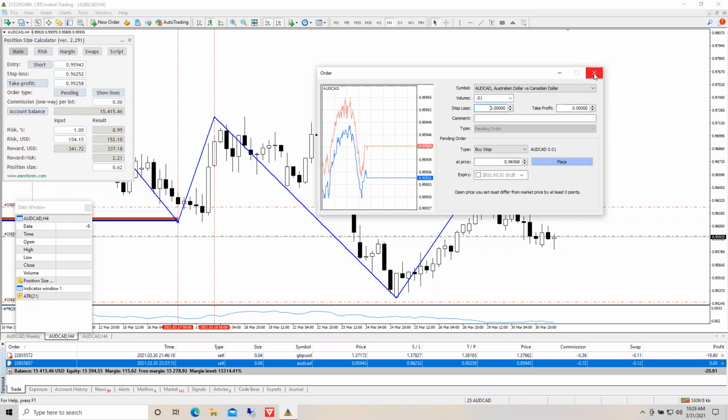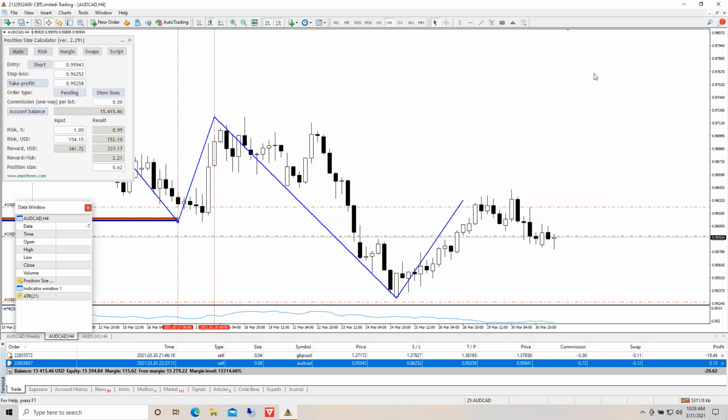All right, so those are the 2 methods that you can use, or that I really recommend that you use. There are others. Those are the most obvious ones when using standard MT4 tools.